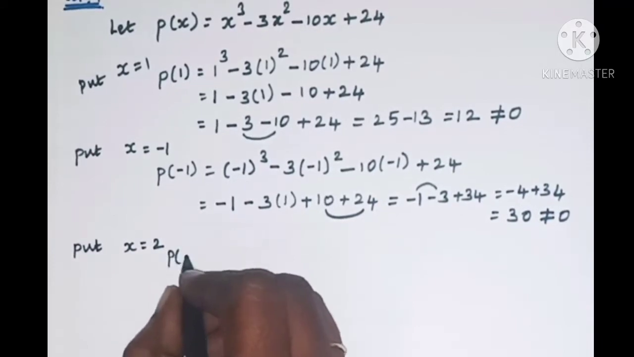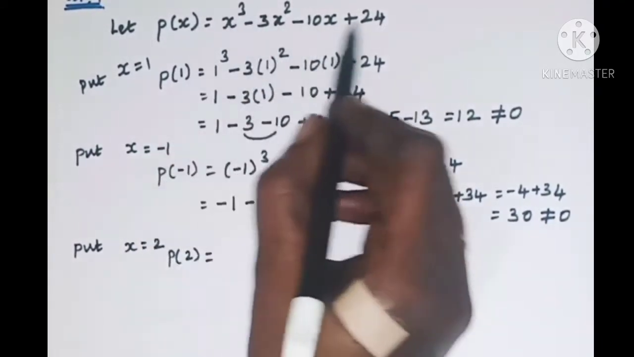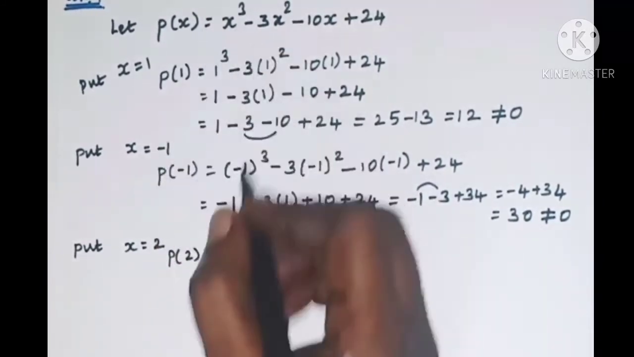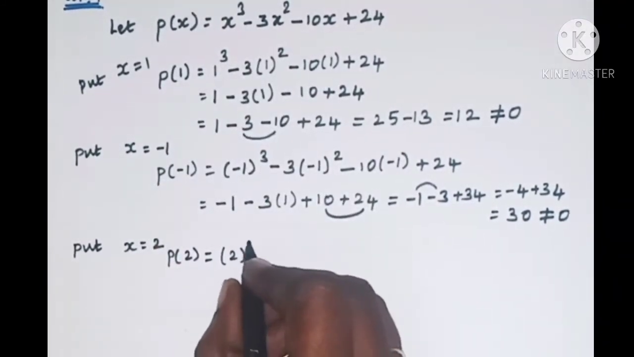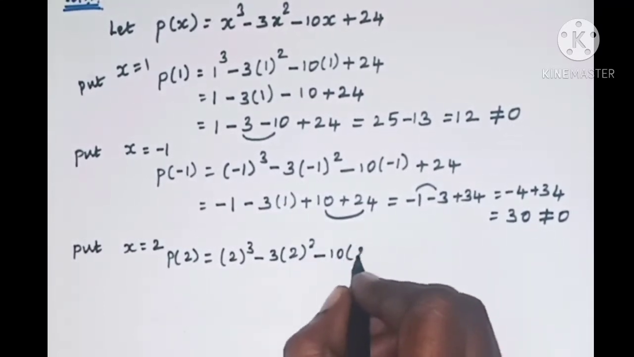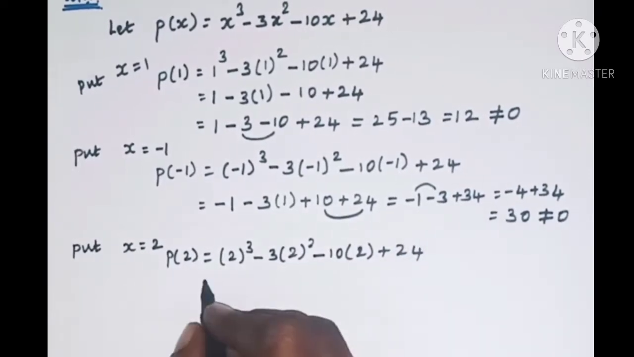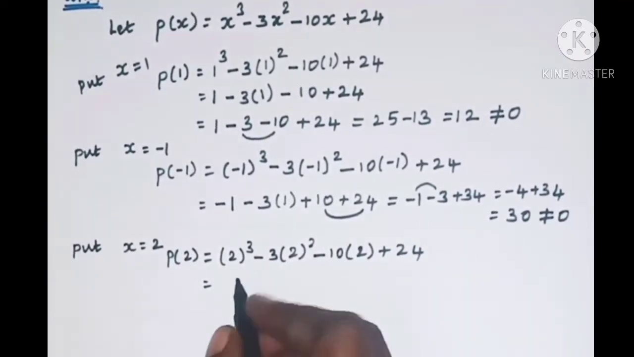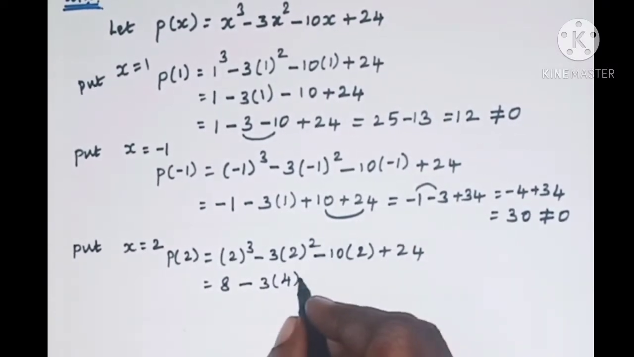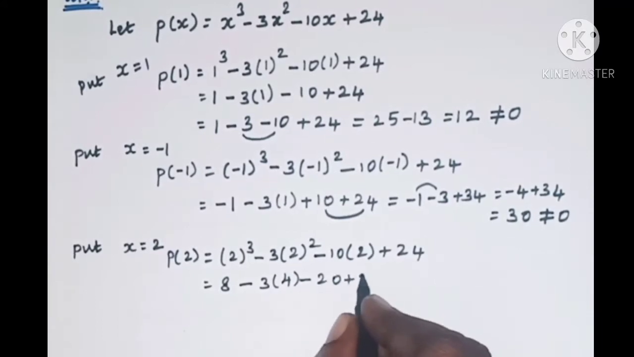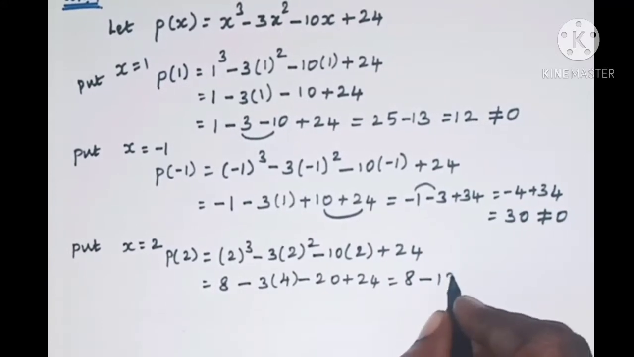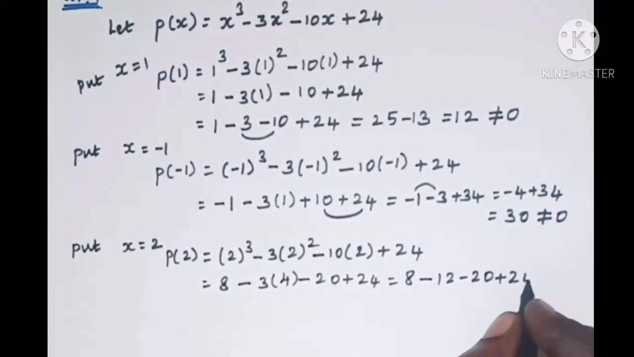Now p of 2 is equal to, in this expression we have to substitute 2 for x. So p of 2 is equal to 2 cube minus 3 into 2 square minus 10 into 2 plus 24. So 2 cube is 2 into 2 into 2, which will become 8, minus 3 into 2 square, which is 4, minus 10 twos are 20, plus 24. So which is equal to 8 minus 3 fours are 12 minus 20 plus 24.